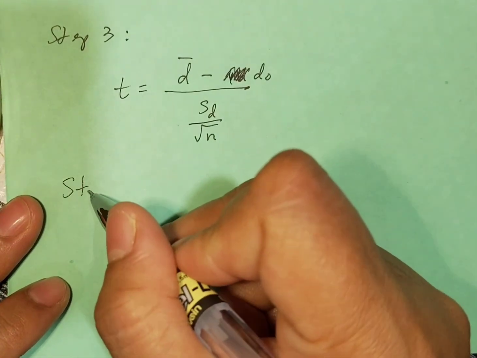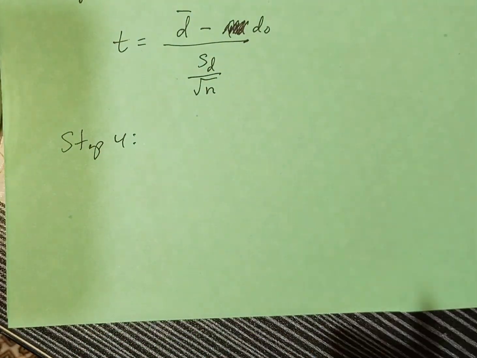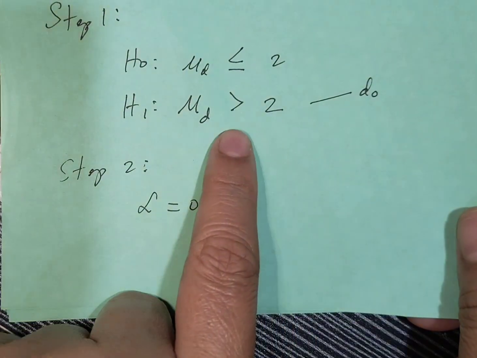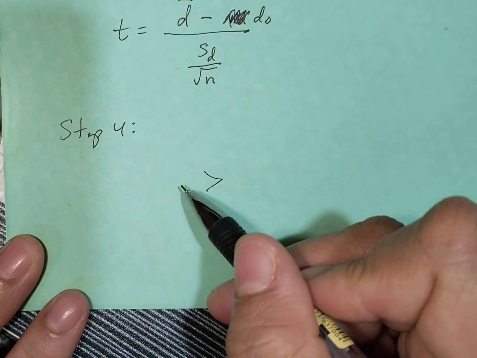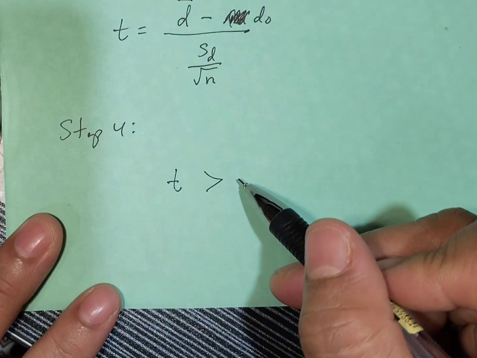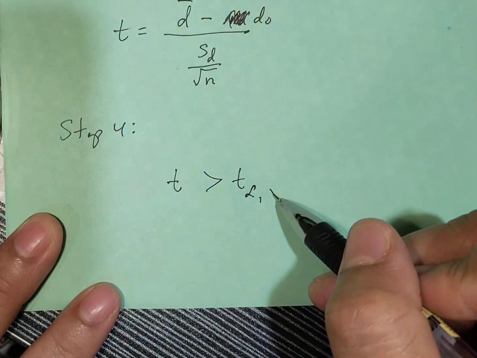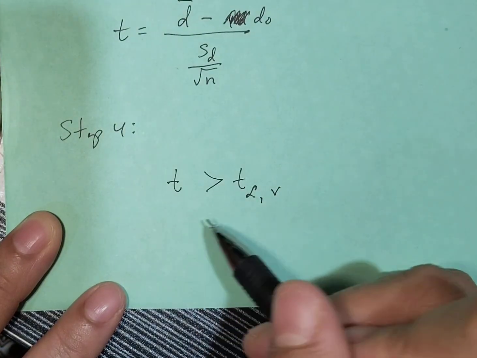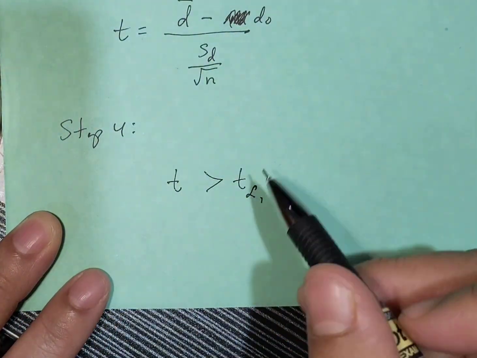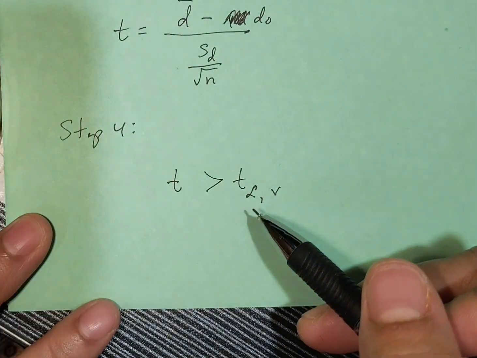Let's go to step 4. Your step 4 is the critical region. Remember that your step 4 may depend on the direction you indicated in your H1. So that's a greater than, so we use here greater, and we are looking at t computed greater than the t alpha, v. Since this is a one-tailed test, because it is only one direction, we have only alpha, not alpha over 2.